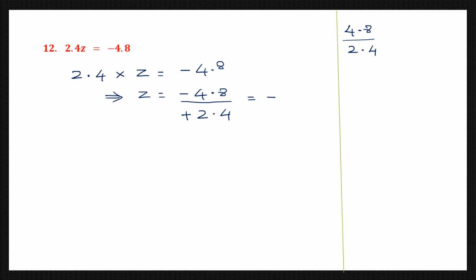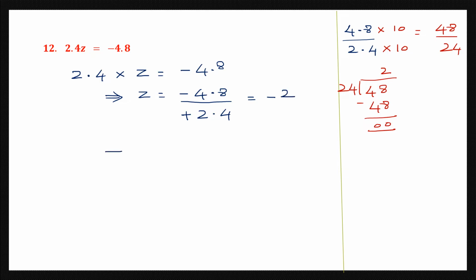Let's change the denominator into a whole number. So 2.4, to make it 24, we multiply by 10. So multiply this also by 10. So what do we get? 48 by 24. So let's divide 48 by 24. 24 twos are 48. So we have got our answer here to be minus 2. So we have solved for z. Z is equal to minus 2.